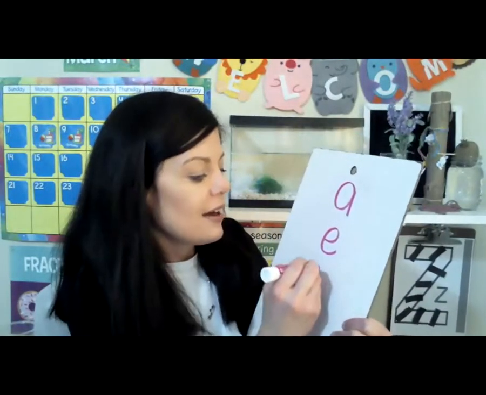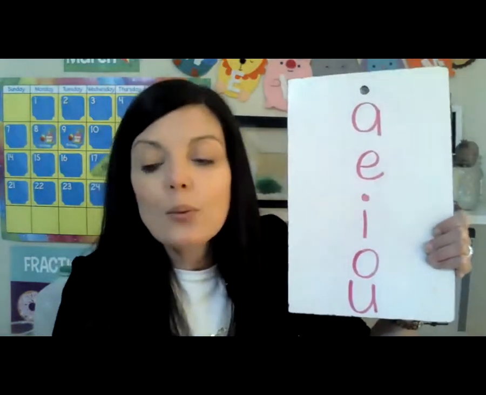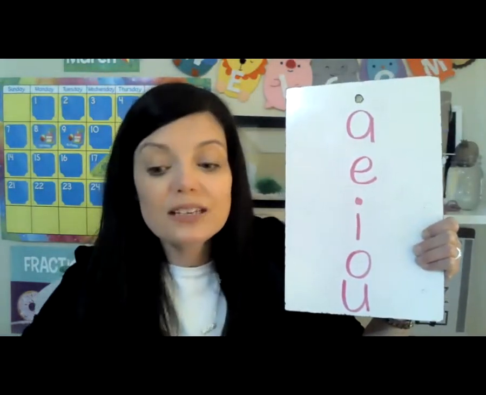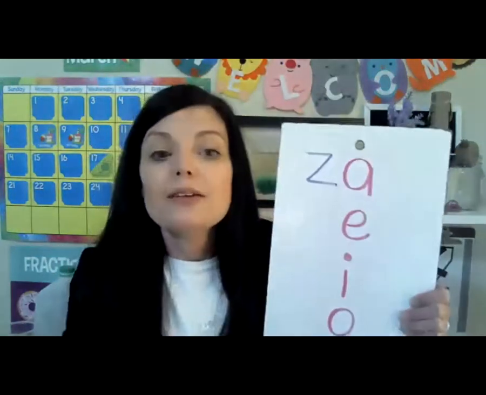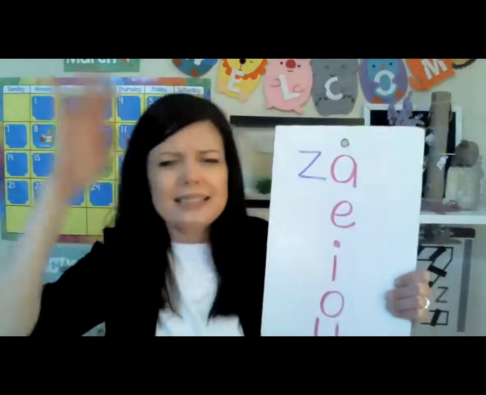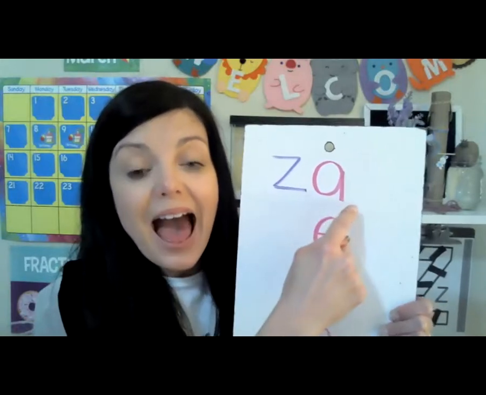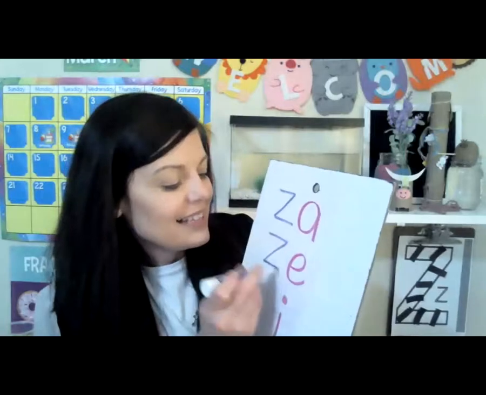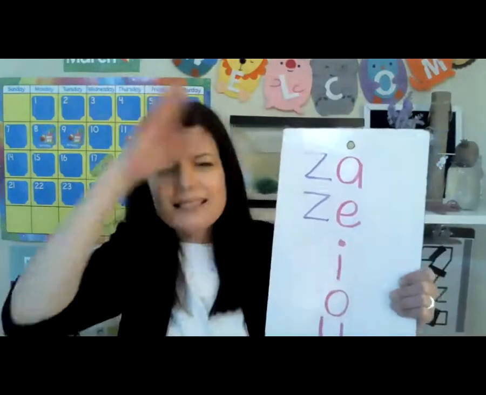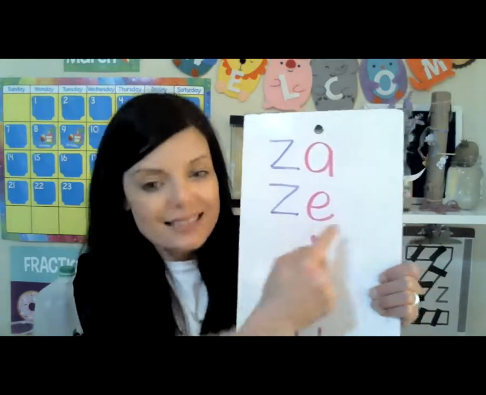A, E, I, O, and U. Now we're going to put the letter Z with each of these vowels and see if we can blend the sounds together. Remember what Z says. Z, ah, za. Let's blend Z with E. Z, eh, ze.